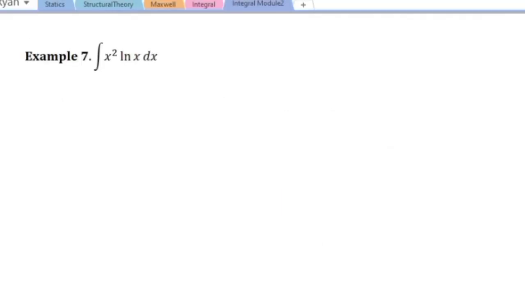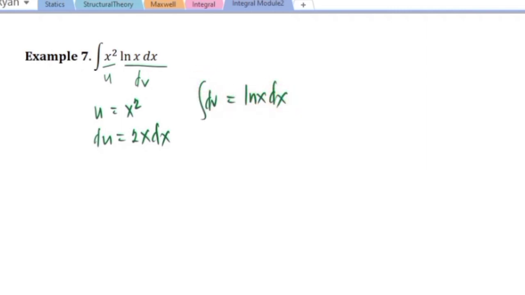Example number 7, we have the integral of x squared ln x dx. So we let the x squared here as our u and ln x dx as dv. So let u is equal to x squared, du is equal to 2x dx. dv is equal to ln x dx. So taking the integral of this, your v is equal to, yung ln x dx natin was our example number 2, and it is equal to x ln x minus x.